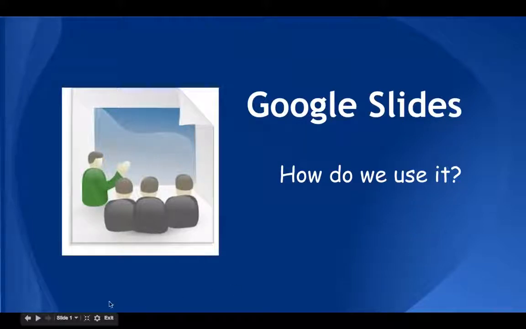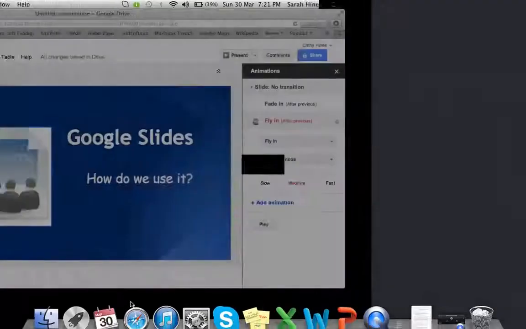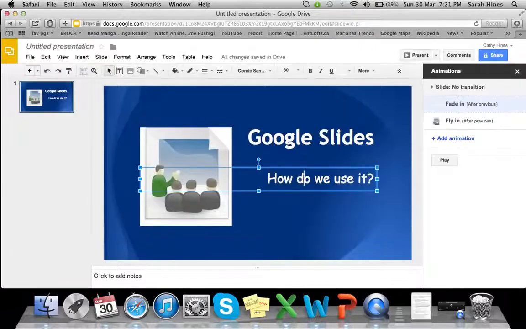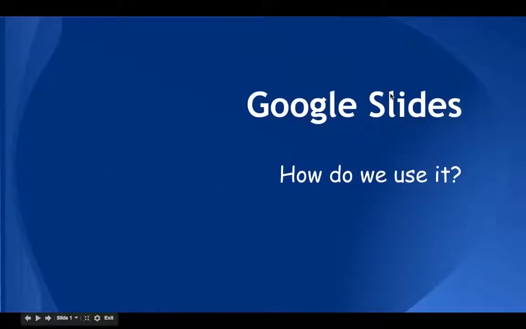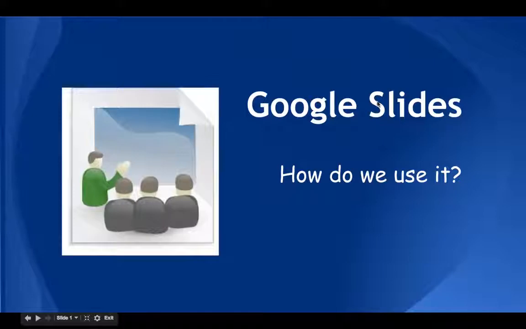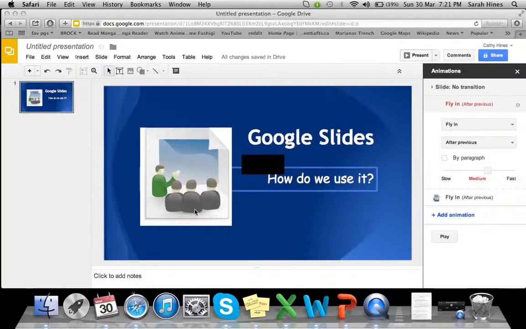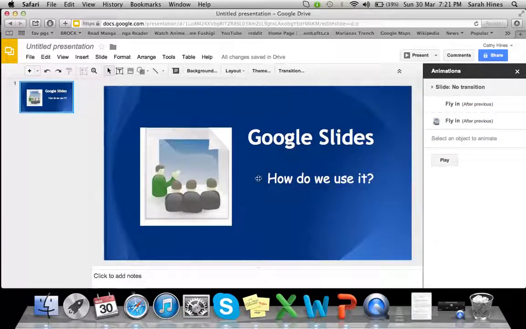I think that I will change this one, so I will exit, and I'd like to change how my subtitle comes in. Instead of fade in, I'm going to change it to fly in. I think that might look better. So then I can go back to Present and look at it again. And that's more how I like it. So now I'm going to exit. Now I like this one, so I'm going to move on to my next slide.